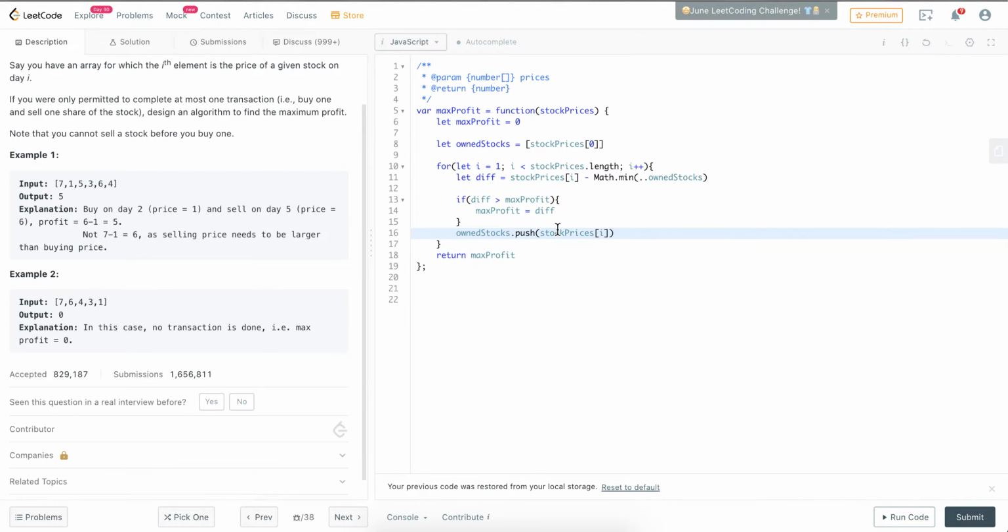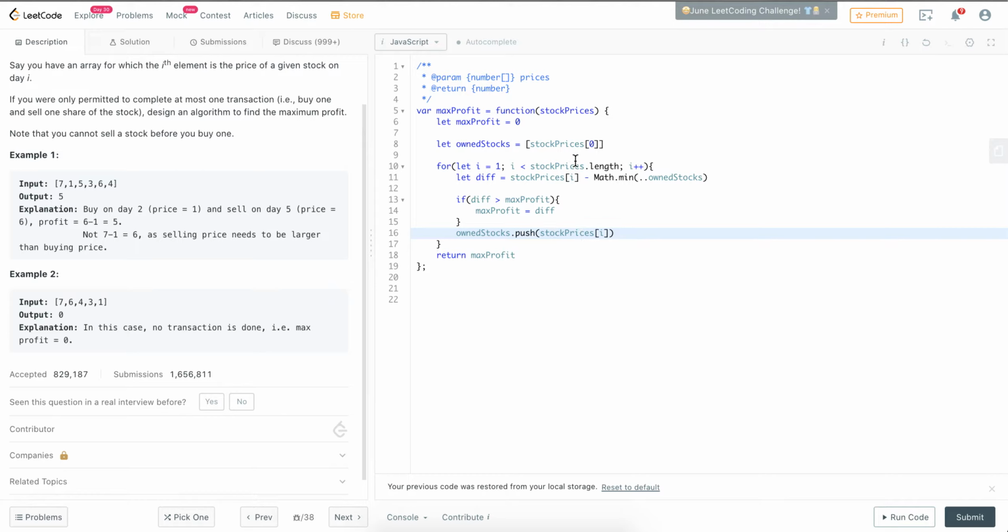So we go through our array, right? We're iterating through stock prices, what we're giving as our argument array. We have a difference here where we take the stock prices of I minus the math.min of owned stock. So right now this is going to be 7, and then we're on 1, right? So 1 minus 7, that difference is not going to be greater than 0, right? So then we're going to move forward, and now we've pushed in that 1, all right?